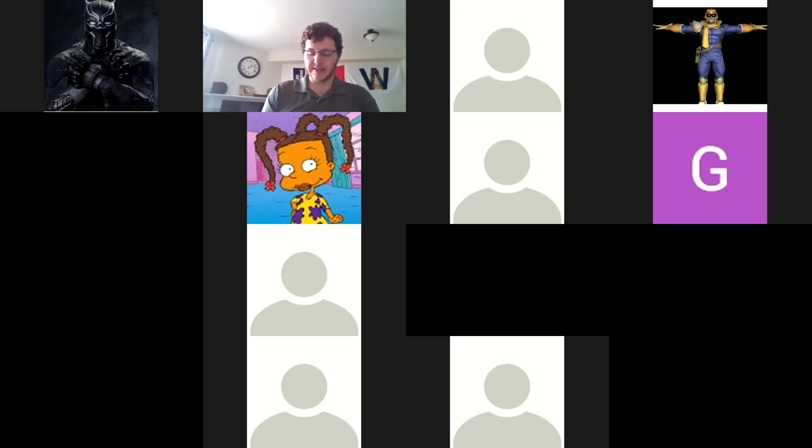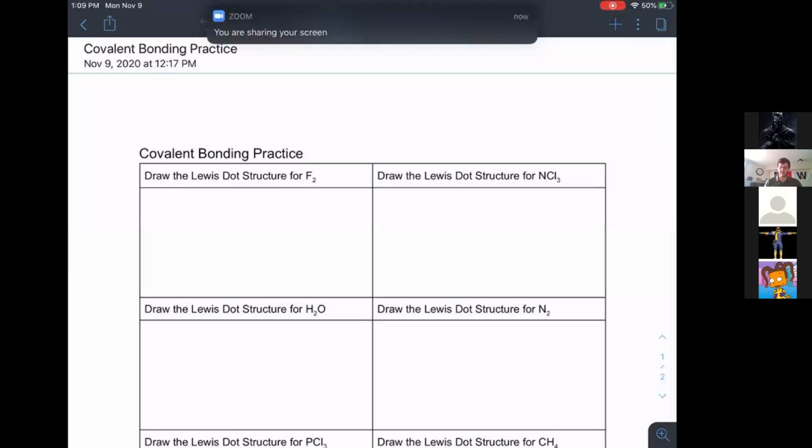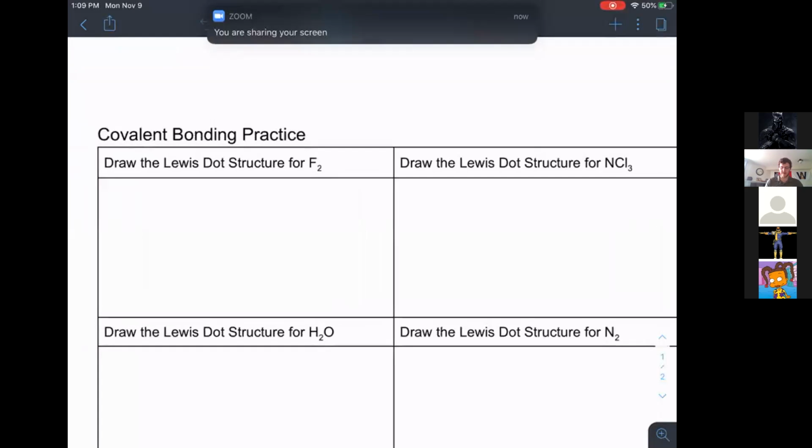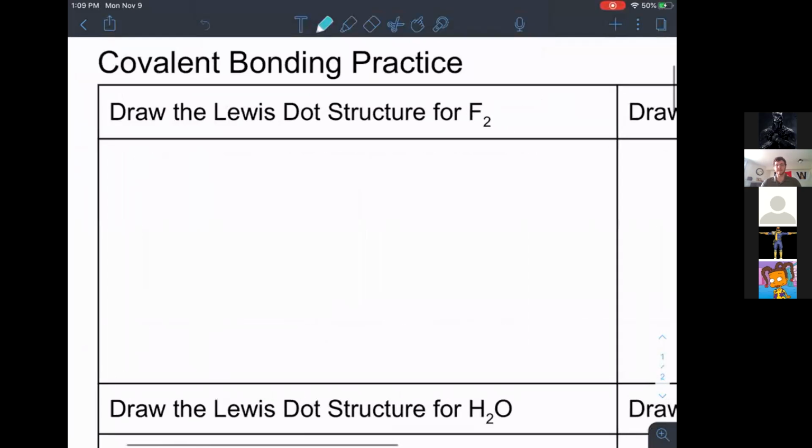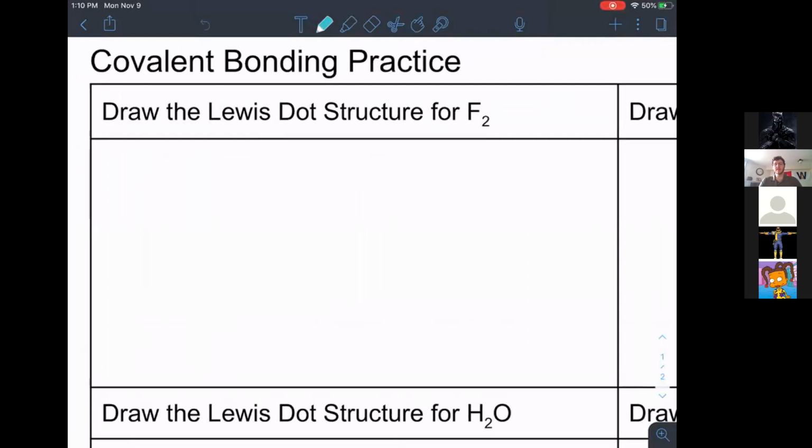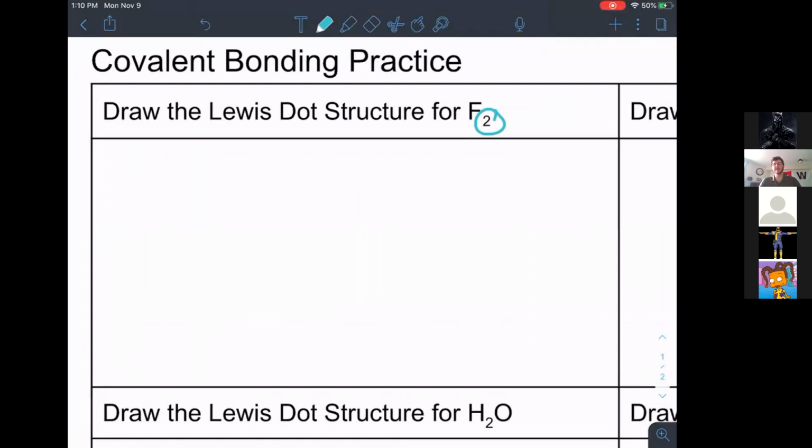What I want to do now is to actually go through and refresh our brains about some covalent bond practice. So if you guys open up the covalent bond practice assignment for today, we're going to go through the first 2 of them together. We'll start with fluorine. So it says draw the Lewis dot structures for F2, which means we have 2 fluorines that we need for this covalent bond. So what I want us to do first is to draw our Lewis dot structures for each of our fluorine atoms. So how do I draw a Lewis dot structure for a fluorine atom?